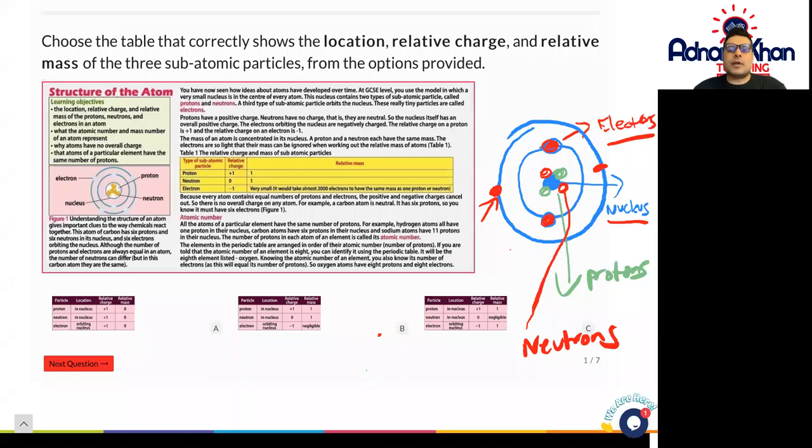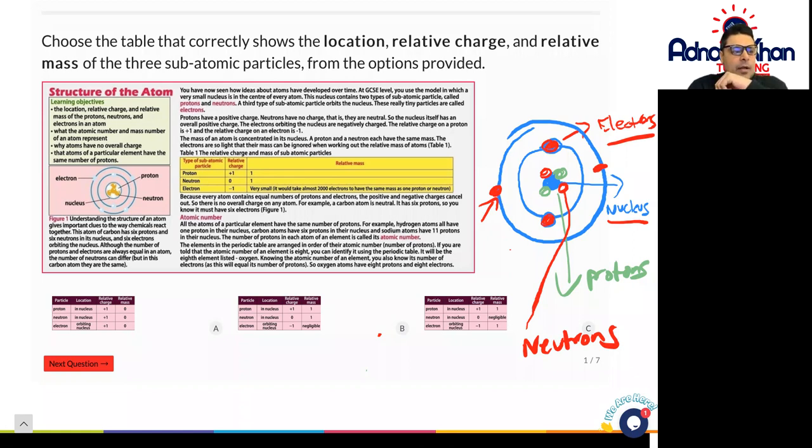So in summary, an atom has a central nucleus surrounded by electrons, and these are called shells. So these circles that you can see are what we call shells. The nucleus itself is very, very small compared to the atom. Now we know the atom cannot be seen with the naked eye. It's incredibly small.